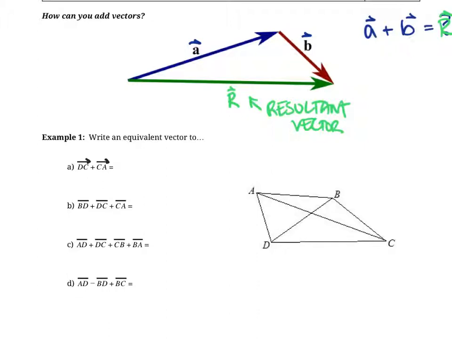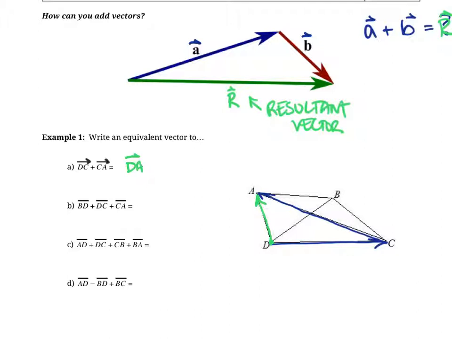So let's think about what those two vectors are. DC is the vector that goes from D to C, right? And CA is the vector that goes from C to A. So if we think about that path, starting at D, going to C, and then going to A, basically what it's asking for is the vector that goes from the beginning of that path to the end of that path. And if you'll notice, the answer to this is DA. The resultant vector is just DA, right? Because it goes from the start of that path to the end of that path.